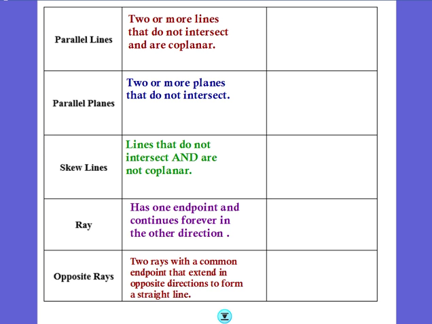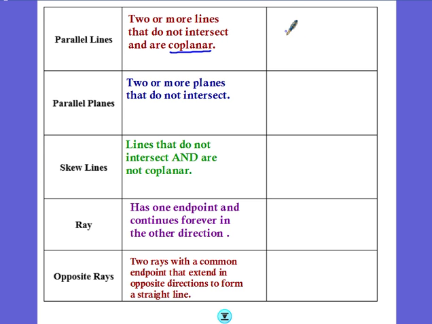Okay, we're going to talk a little bit about some definitions here. Very vocab heavy this first unit, so make sure you know your vocabulary. Make sure you understand these words. Parallel lines, you've probably heard this before. Parallel lines are two or more lines that do not intersect and are coplanar. Remember, coplanar means they exist in the same plane.